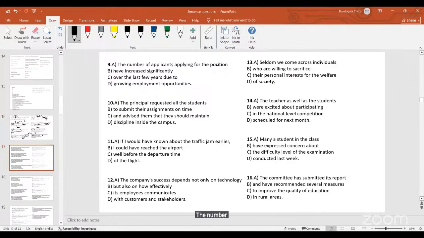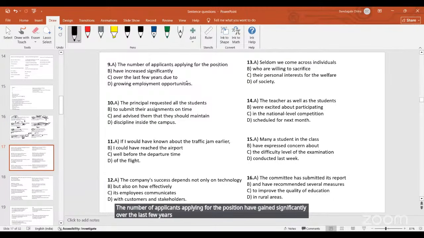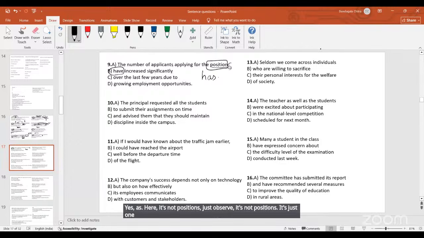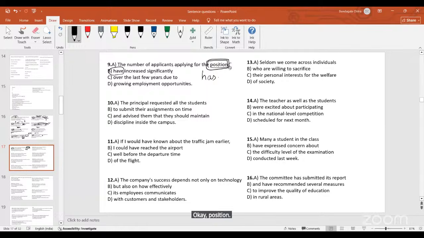The number of applicants applying for the position have gained significantly over the last few years due to growing employment opportunities. Option B, sir, has increased significantly. Yes, has. Here it's not positions. Just observe, it's not positions. It's just one position. So the number of applicants applying for the position has increased significantly. Okay, so the answer is B, has.